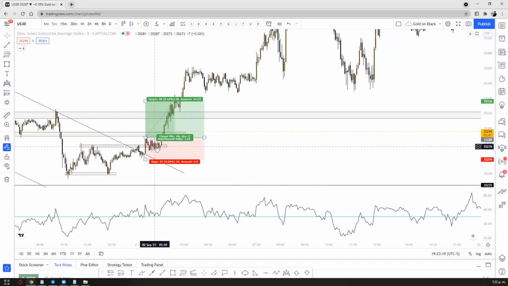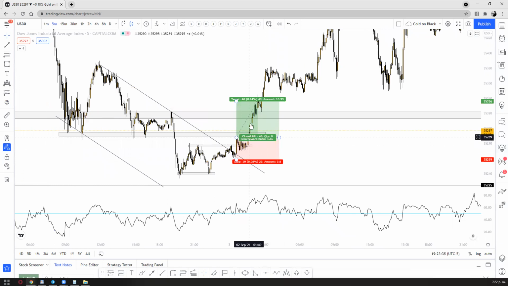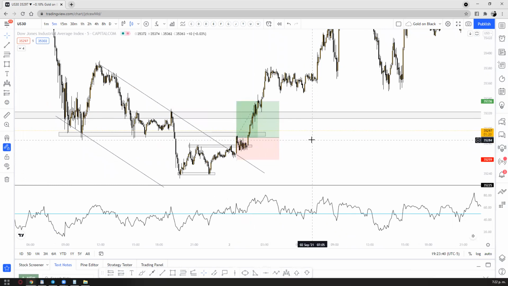What time was this? It was midnight, 1 a.m. in the morning. So it's basically Asian session. London session opens here at 2. So right here, pretty much this was Asian session. It was still Asian session. And it started to push up in Asian session, which is weird.